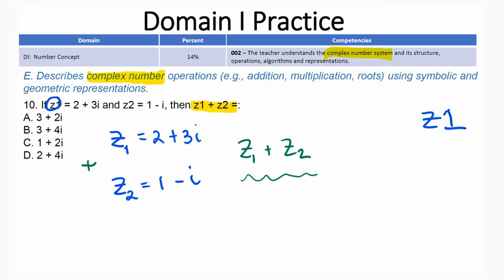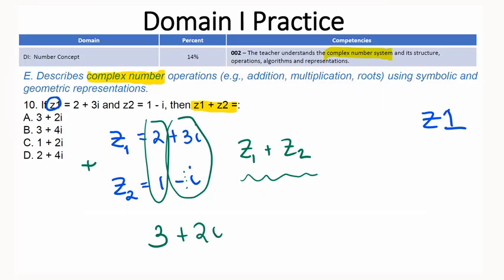Okay, help me out, Anna. Add it. It would be 3 plus 2i. Okay, good. The answer is 3. How about this? 3i, and this is 1. Remember, this is imaginary 1, right? 3i minus 1i is 2i. Positive or negative? Positive. 2i. There you go. So this is z1 plus z2.